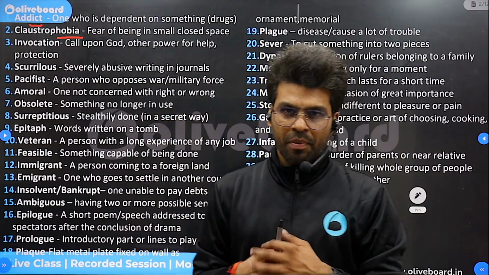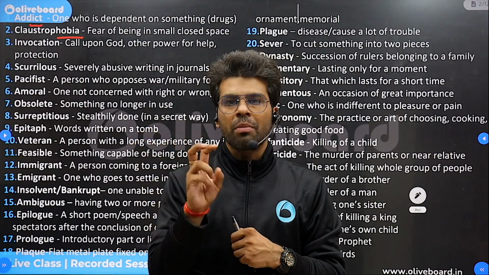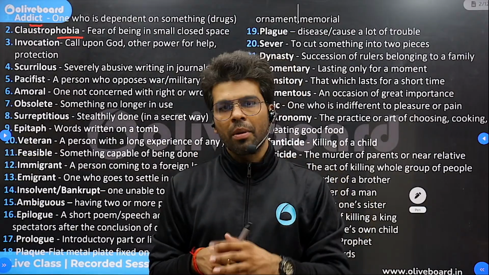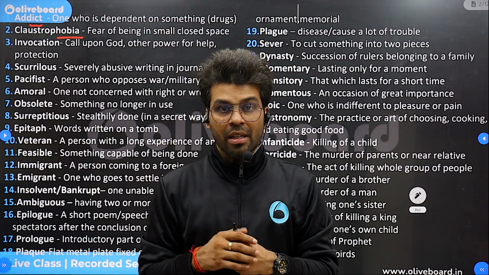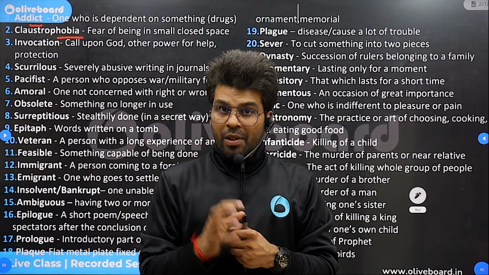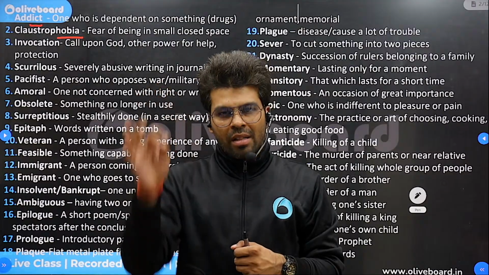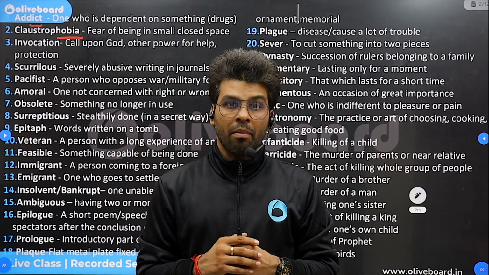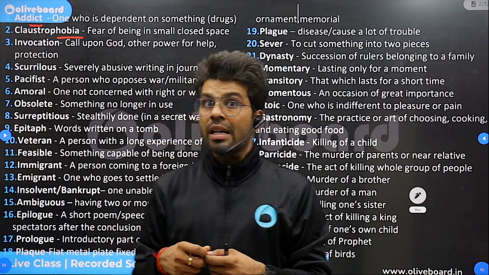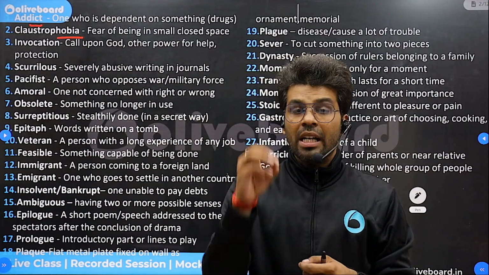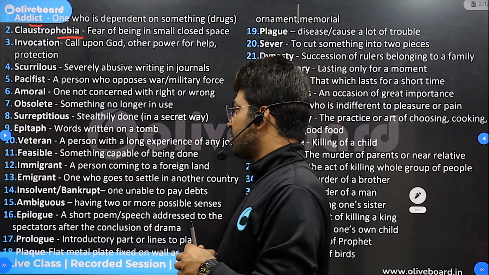Scurrilous. Many writers write mildly. For example, if the Prime Minister does something wrong, they'll write that was a bad decision, it shouldn't have been taken and such. Sometimes there are writers who write this way: this was one of the biggest disasters of all time. Maybe they are supposed to be scurrilous, using severely abusive language, that means bad behavior, writing in journals.